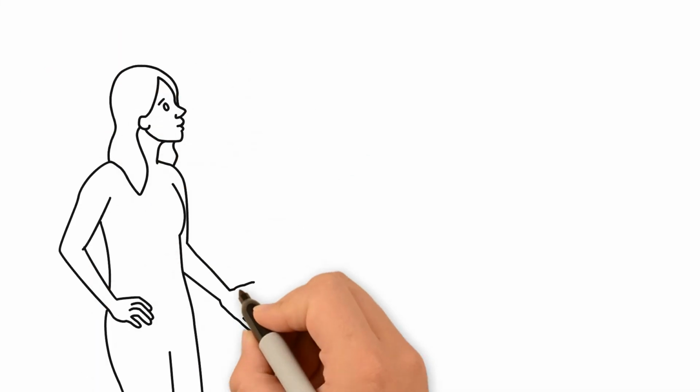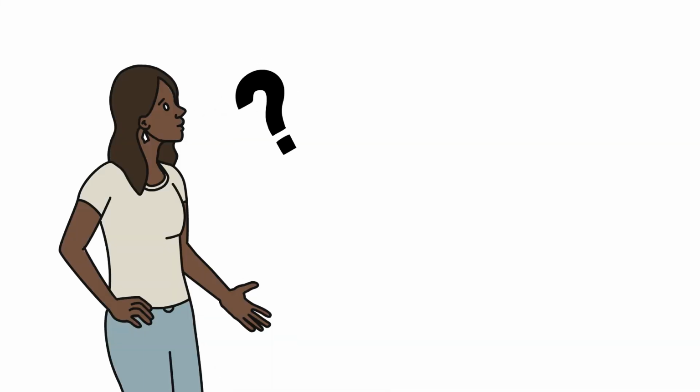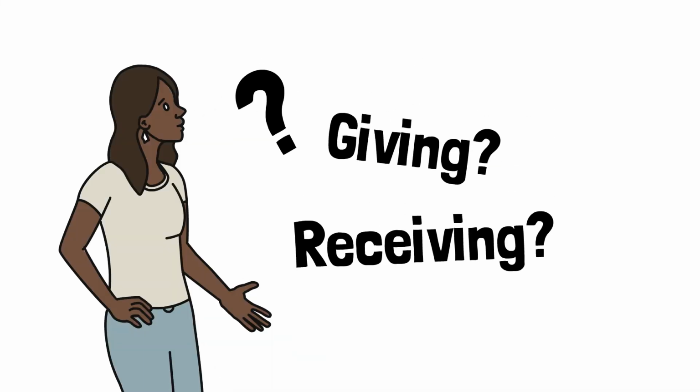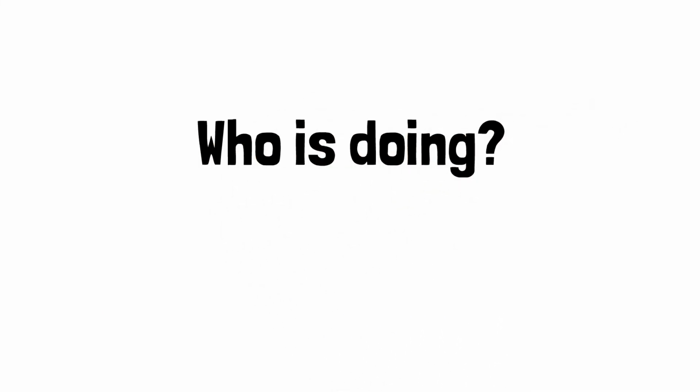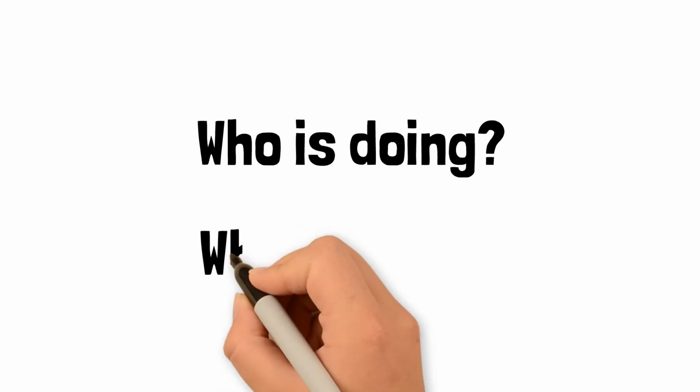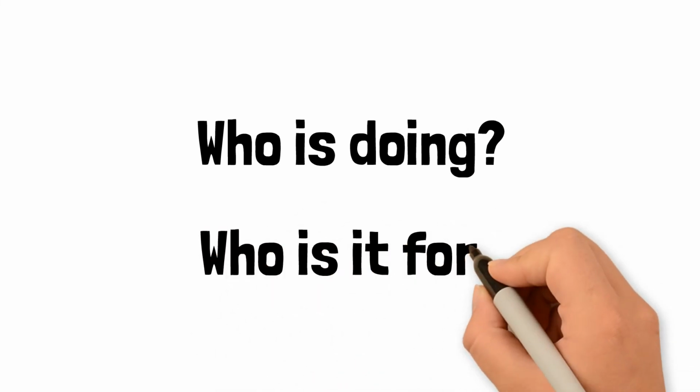Overlapping the halves is a really simple way to figure out who's giving or receiving in any interaction. All you need to do is ask yourself these 2 questions. Who is doing or taking action? And who is it for?